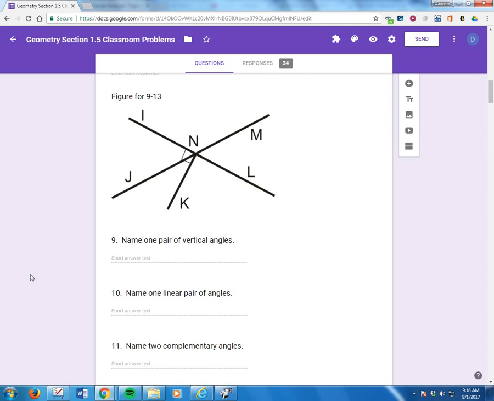A pair of vertical angles: this one and this one. One linear pair of angles: this one and this one. They're also supplementary. They're also adjacent.